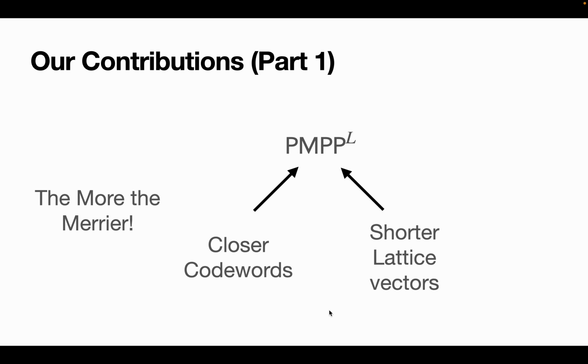Furthermore, we can show that finding even closer code words corresponds to finding more collisions. It reduces to PMPPL for L equal to 3, 4, 5, and so on. And the same applies for lattice vectors. As you find more collisions in a compressing function, you can find shorter and shorter lattice vectors. And hence the name of the paper, the more the merrier.